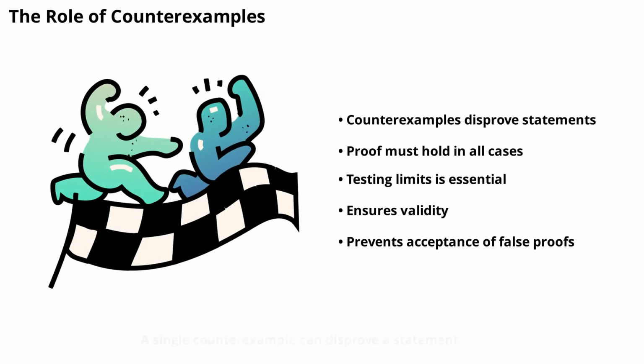A single counterexample can disprove a statement, no matter how convincing a proof may seem. If someone finds a case where the statement fails, the proof is invalid. This is why mathematicians are always on the lookout for counterexamples, testing the limits of their arguments, and ensuring that their proofs hold in every possible case.